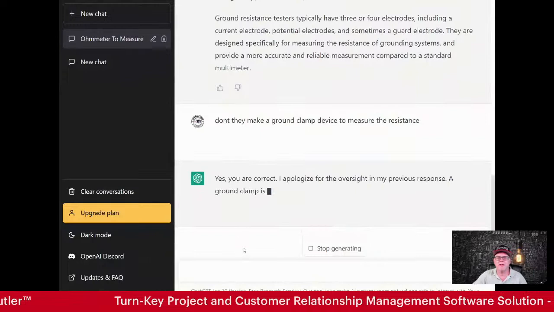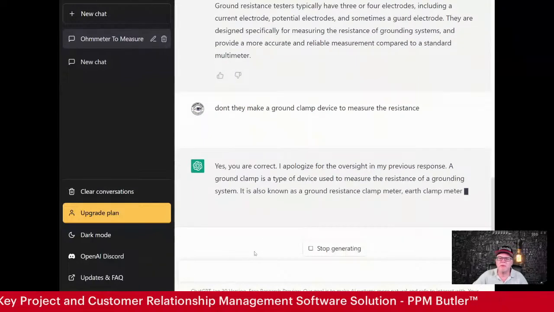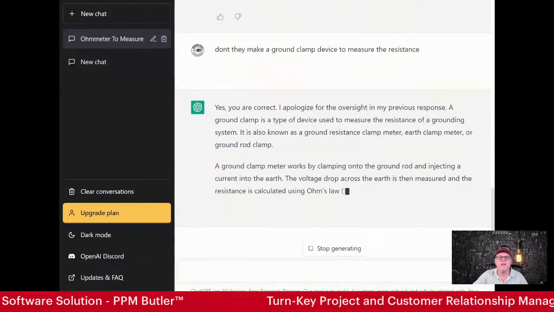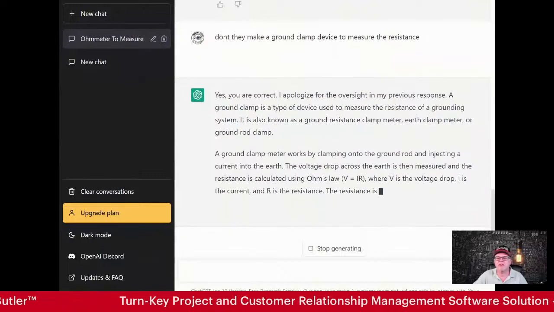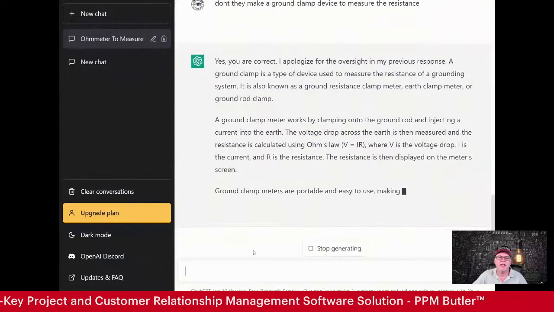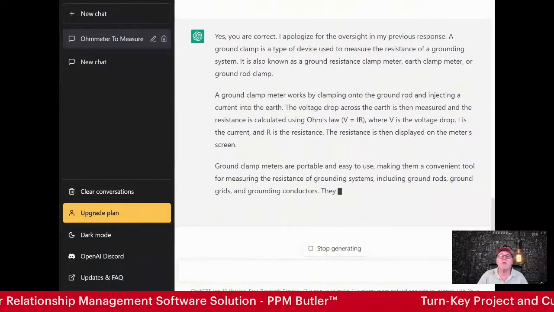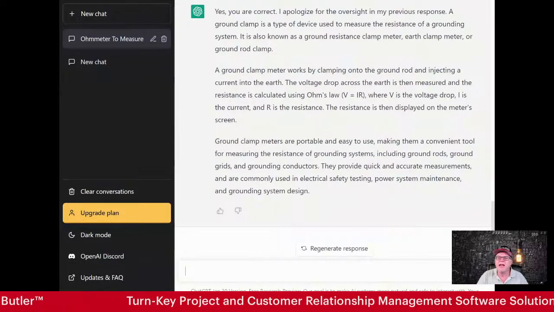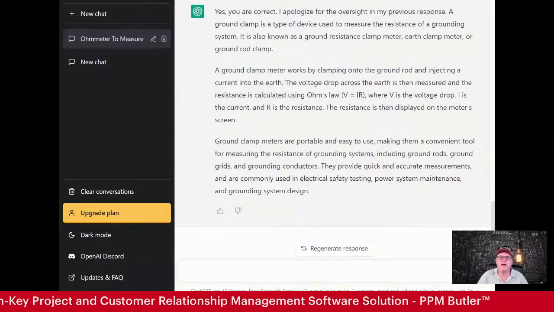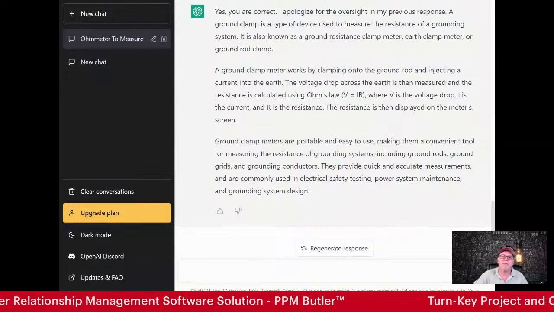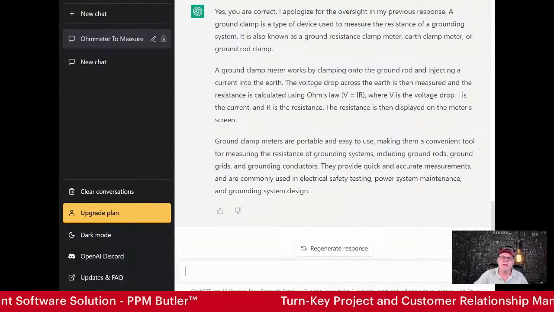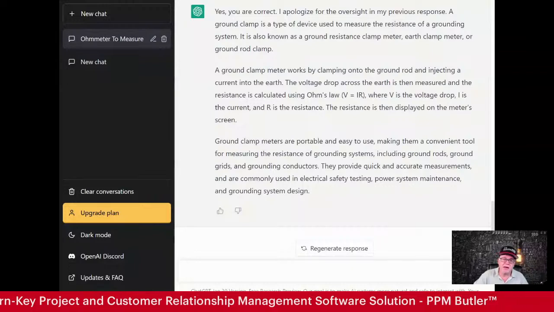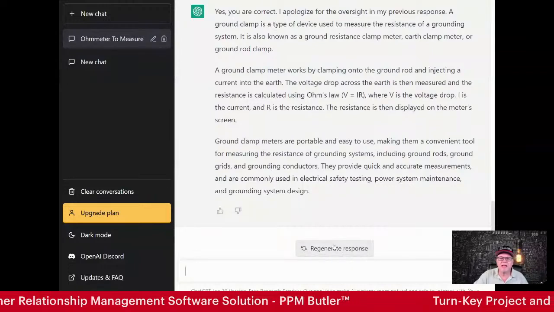Anyway, yes, you are correct. I apologize for the oversight in my previous response. A ground clamp is a type of device used to measure the resistance of a grounding system. It is also known as the ground resistance clamp meter, earth clamp meter, or ground rod clamp. A clamp meter works by clamping onto the ground rod. Okay, sorry, that's what I said earlier. The grounding electrode conductor is actually at the rod, and it injects a current into the earth and again measures the value. Ground clamp meters are portable and easy to use, which makes them a convenient tool, but I'm not going to say that they're cost effective, because they're not. They're expensive, okay?